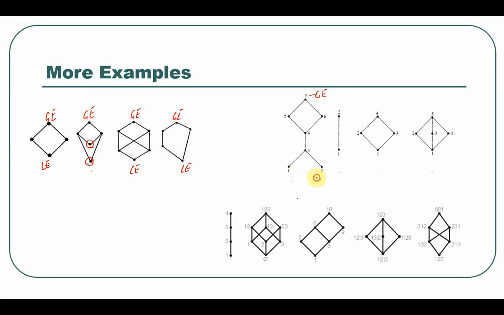Why? Because there are two minimal elements. Sorry for the repetition in the diagrams. So I hope this concept is now clear to you.